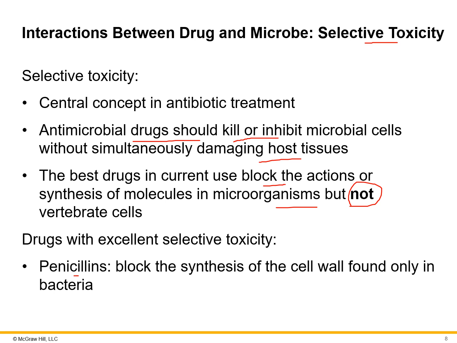So for example, penicillins block the synthesis of the cell wall. That's only in bacteria, so that doesn't interact with our cells because we don't have a cell wall. So finding targets unique to the microbe is important for selective toxicity.